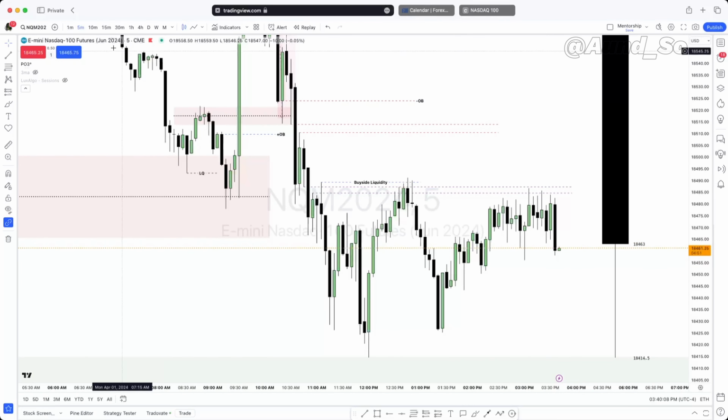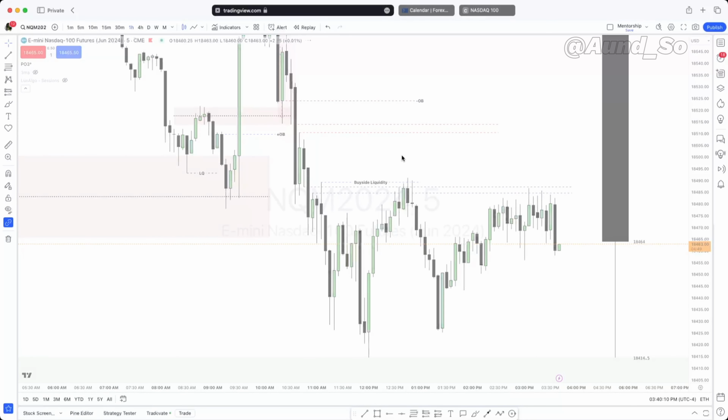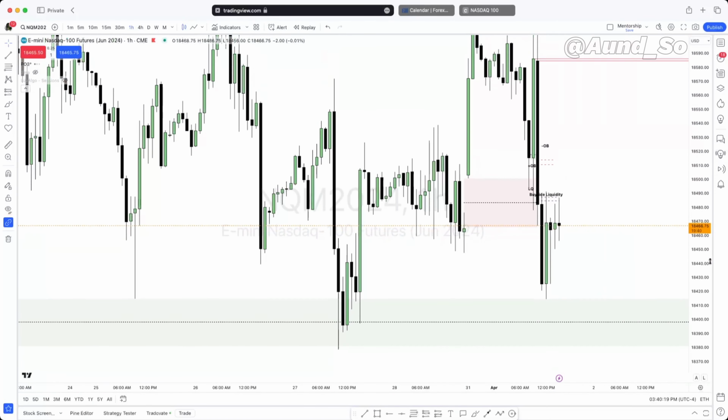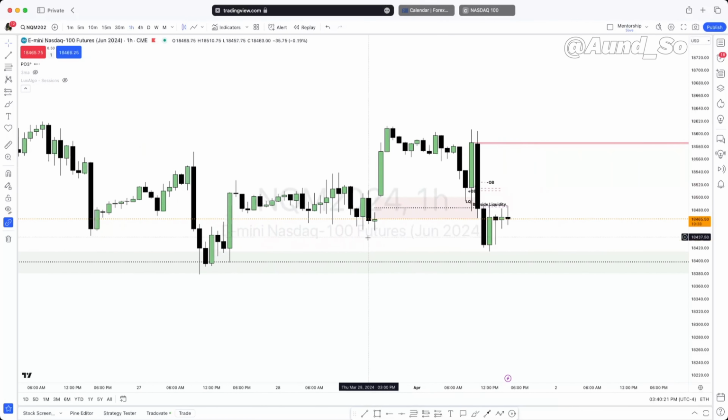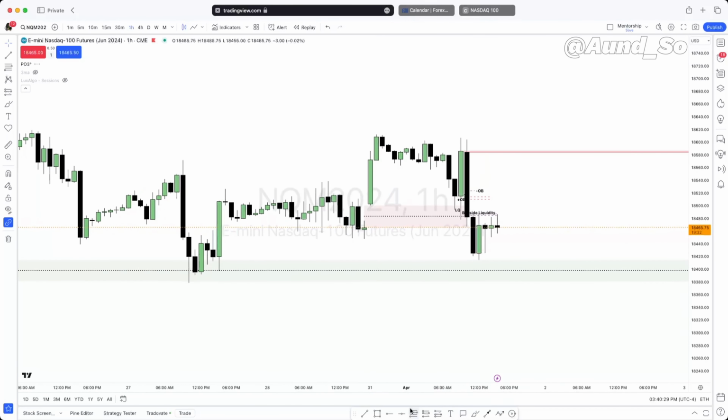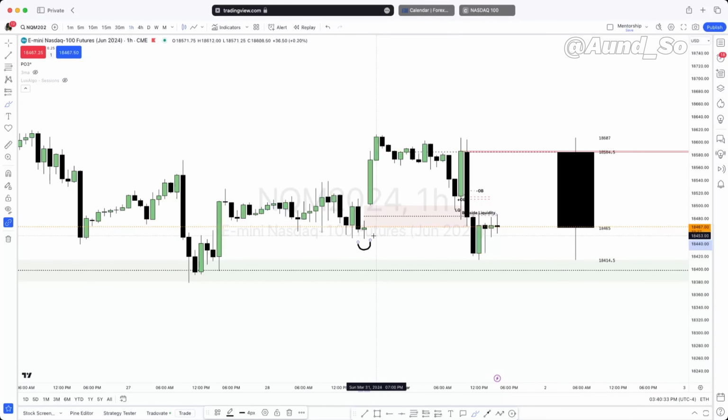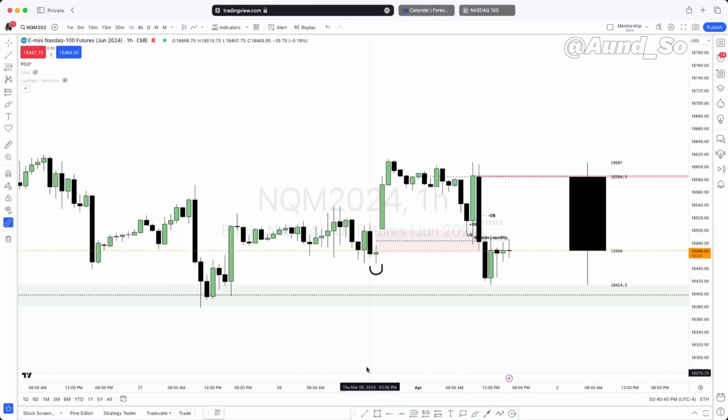Because what I believe is going to happen, and it doesn't have to, because it already took out liquidity. I'm going to show you guys which liquidity it took. So you see this low right here. I picked the wrong one. You see that swing low right there? That's liquidity right there.